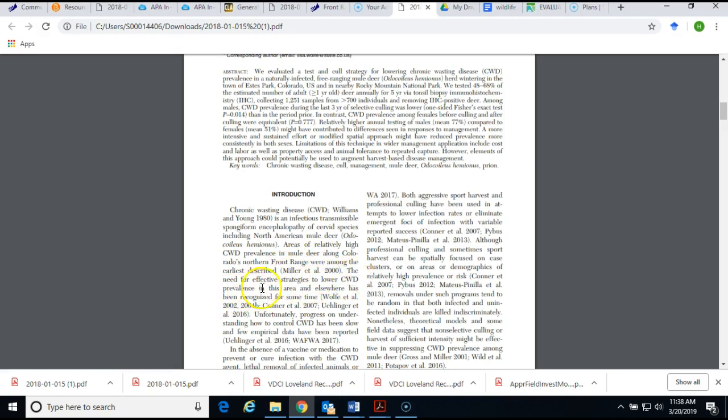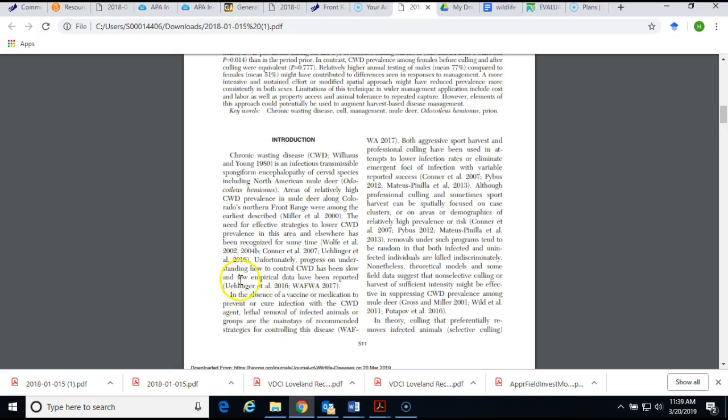Okay, so the need for effective strategies to lower CWD prevalence in this area and elsewhere has been recognized for some time. And then here's a whole list of articles that said, hey, we need effective strategies to lower CWD prevalence in a population. And because multiple people have written about it, they list multiple sources here. Unfortunately, progress on understanding how to control CWD has been slow, and few empirical data have been reported. And then here's a couple more.